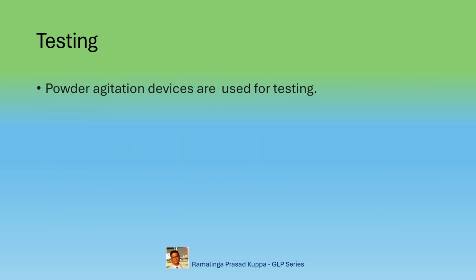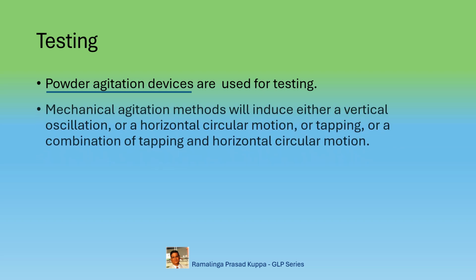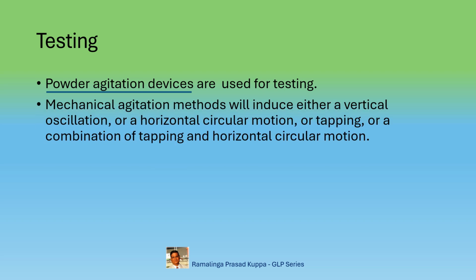Testing. Powder agitation devices are used for testing. This is the basic technique. Mechanical agitation methods will induce either a vertical oscillation, or a horizontal circular motion, or tapping, or a combination of tapping and horizontal circular motion.